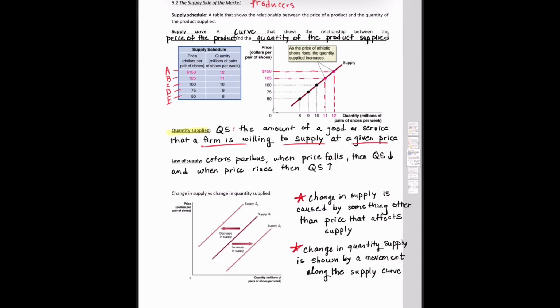Companies, individuals, they want to be as profitable as they can. So when they see a price increase, they're going to supply more out into the market. Quantity supplied will increase. Here, I have just explained again the difference between a change in supply and the change in quantity supplied. Change in supply is caused by something other than price that affects supply. Change in quantity supplied is shown by a movement along the supply curve.